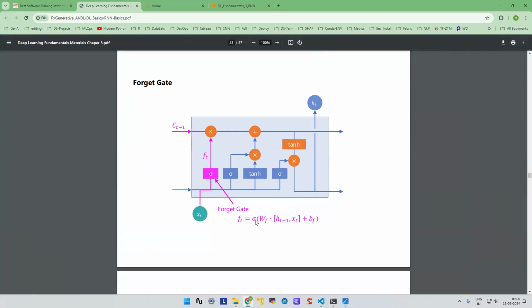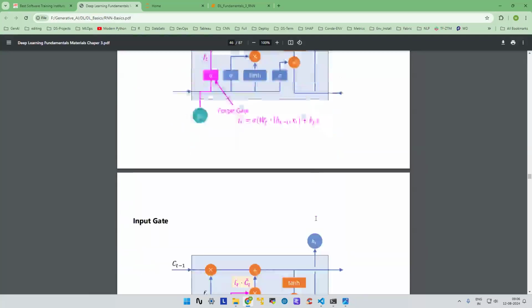We are going to apply sigmoid, which is an activation function. Whenever you see sigma, it is the sigmoid activation function. Whenever you see tanh, it is the tanh activation function. Wf into ht minus 1, the previous hidden state, plus Wf into xt. That gives the forget gate, plus, of course, its own bias.